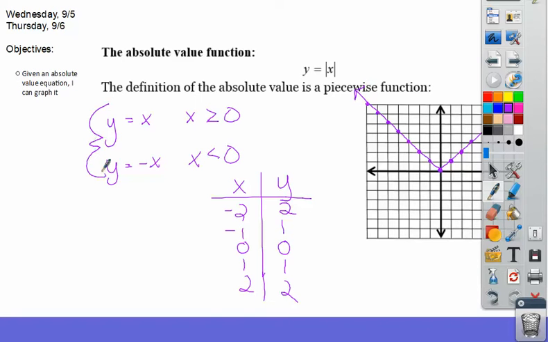And if I'm doing this piecewise function, I've got to make it a function, with good notation. So we're going to see what happens next.